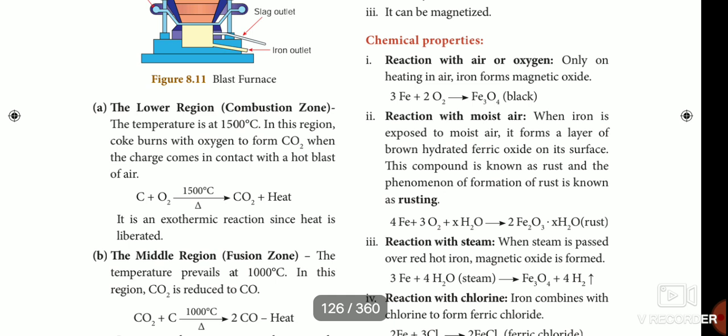So today we learned about the extractive metallurgy of copper and the extractive metallurgy of iron. Now your homework is for all of you to study the extractive metallurgy of copper, its reactions and their uses, and write them in your classwork notes. Thank you, children.